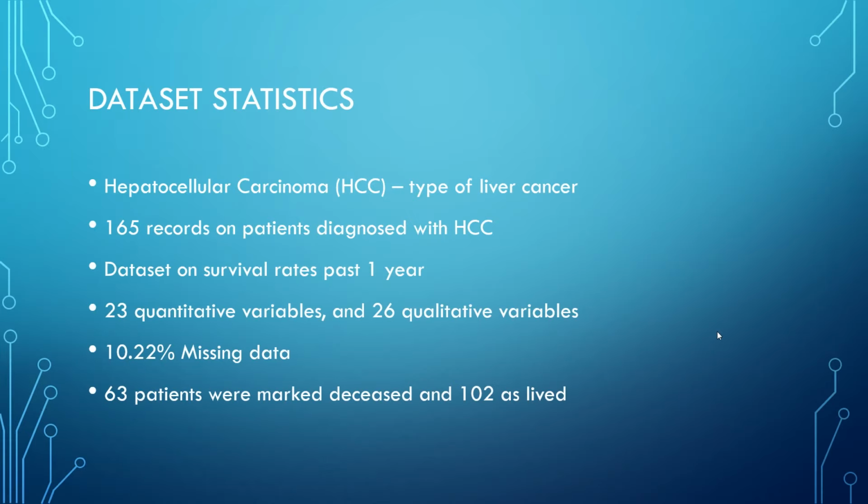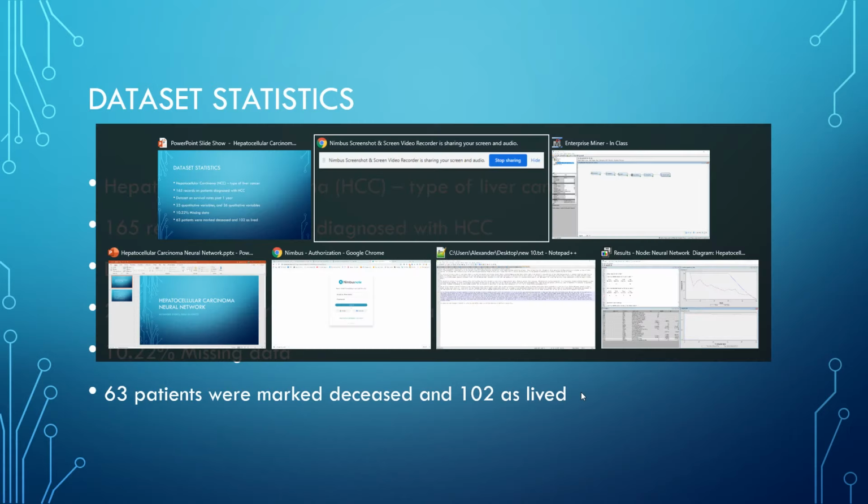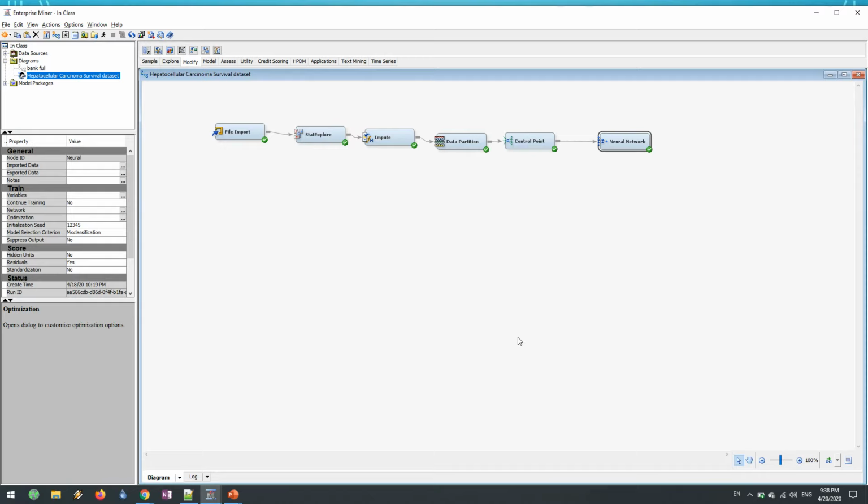For this assignment, I selected one of the datasets from the UCI Machine Learning Repository called the hepatocellular carcinoma dataset. This dataset has some information about patients with this type of liver cancer and whether they survived 1 year or not after being diagnosed, which we will use to build the model to predict cancer survival rates. In the dataset, 63 patients were marked deceased and 102 lived, so the dataset is a little bit skewed. This is the model that I built in SAS Miner.